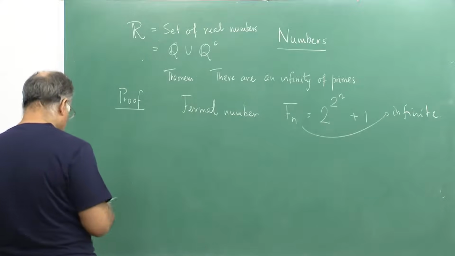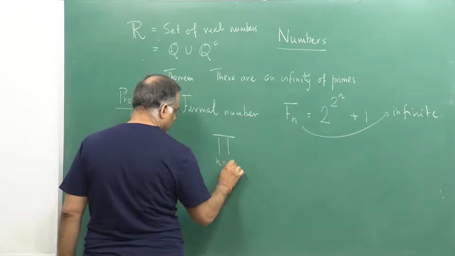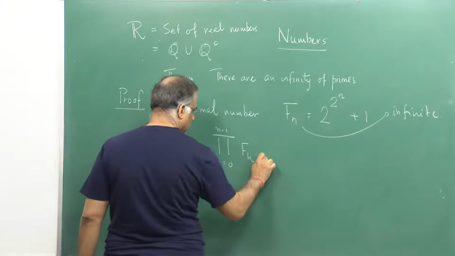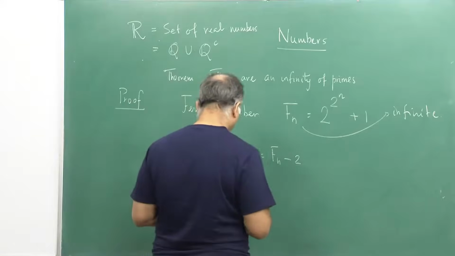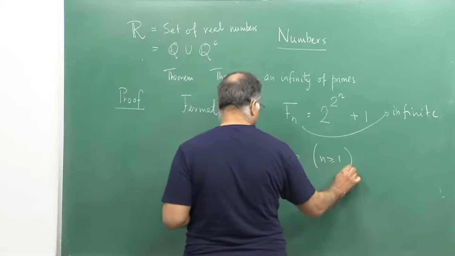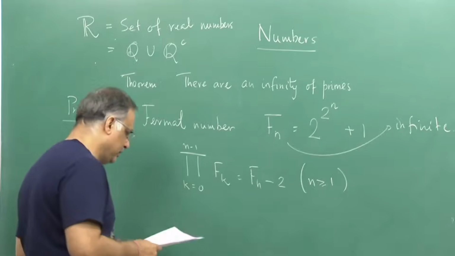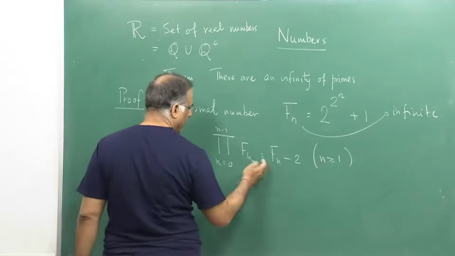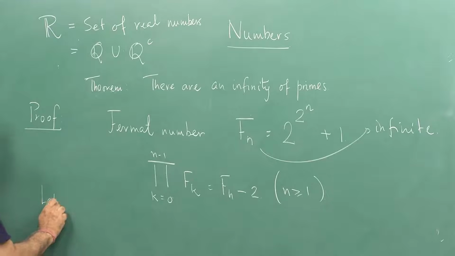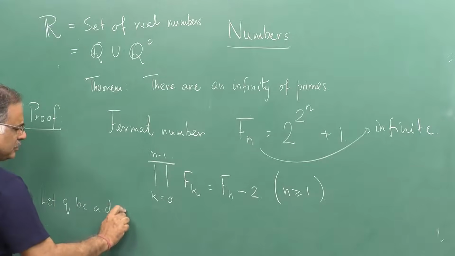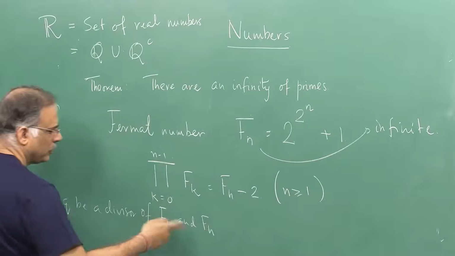In order to do this, we really use this very important recursive relation. We will show it by induction actually, and n of course is greater than or equal to 1. Now, assume that for Fk, here k is of course strictly less than n, because k is from 0 to n minus 1. So, let q be a divisor of Fk and Fn. So, you are talking about common divisors.